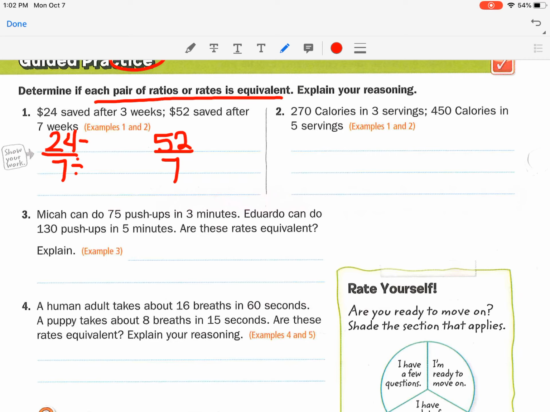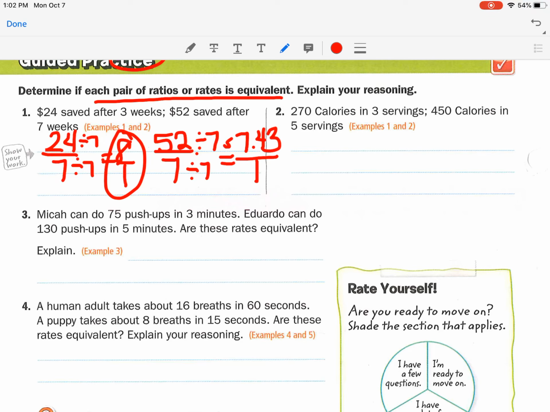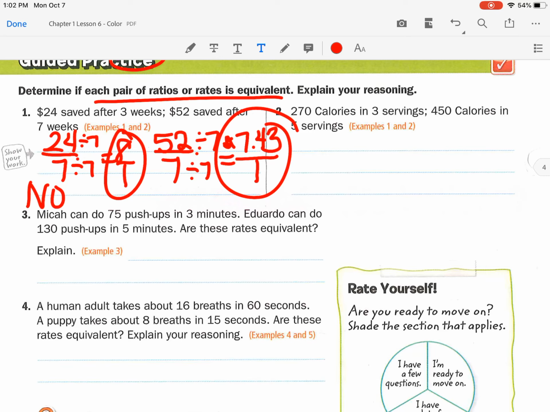So I'm going to find a unit rate. I'm going to divide each of these by 7. 7 divided by 7 is 1. 24 divided by 7 is 8. So this one is 8 over 1, which meant I saved $8 per week. Over here, I'm going to divide by 7 because I'm finding that unit rate, and I get 1. And when I do 52 divided by 7, I get $7.43. So, are these equivalent? No, they are not equivalent, because in one of them you saved $8 and in the other you saved $7.43.